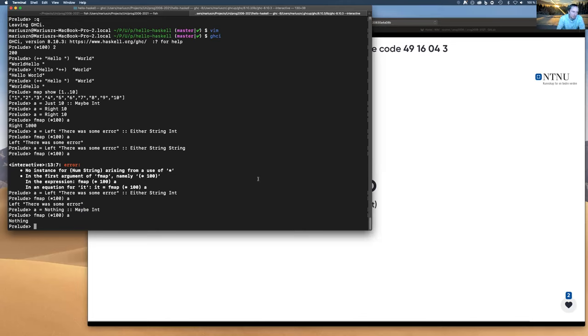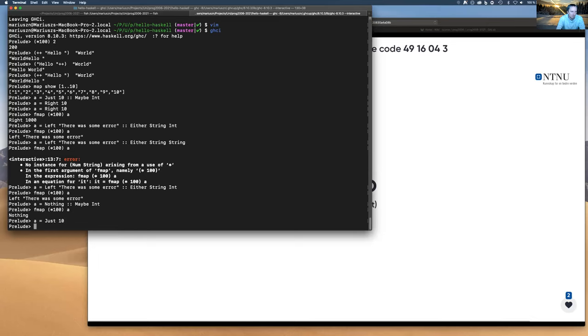And that's great. But what if I have a structured function with a structured value? So I have A, which is just 10. And then I have a function, which is just multiply by 2. And I would like to apply this function to A, right? So let's try that.